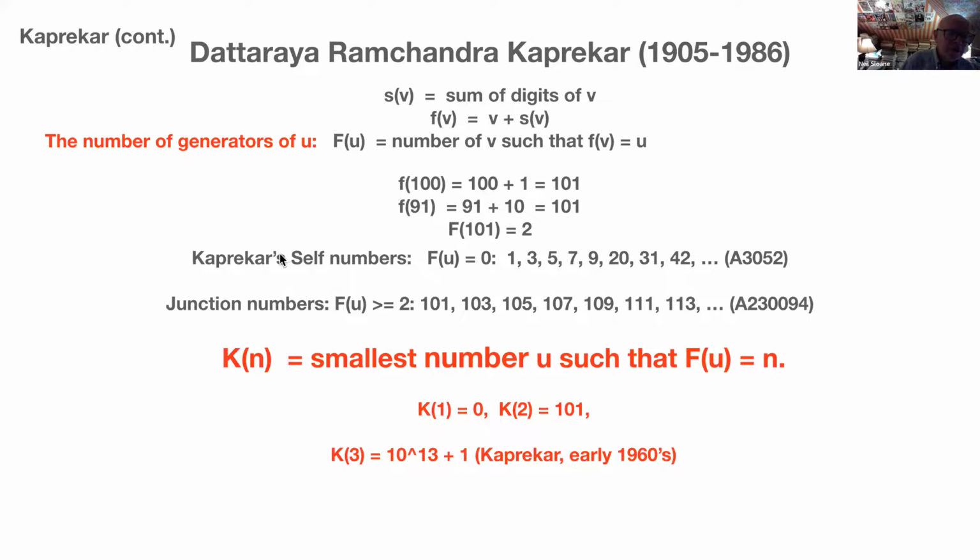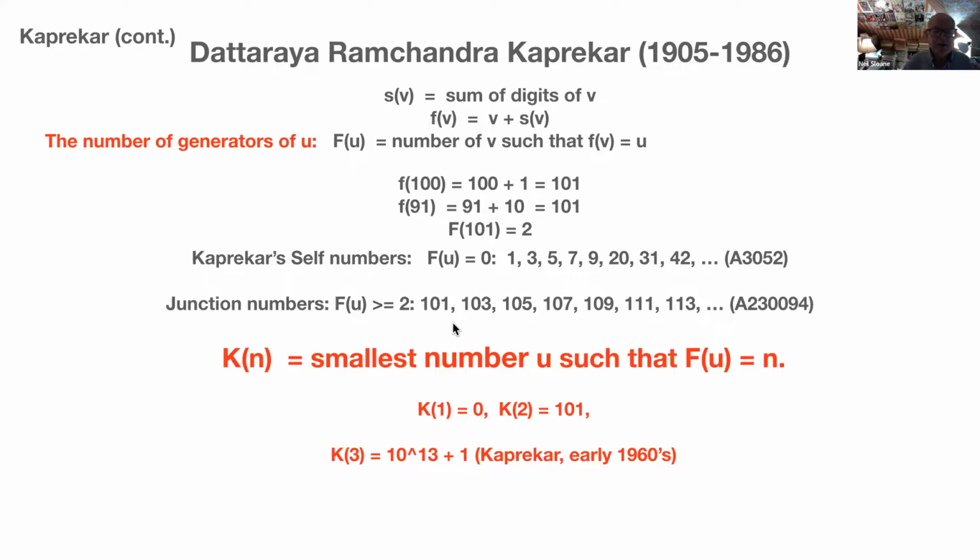Well, Kaprekar wrote quite a lot of papers about the numbers that don't have any generators. He calls them the self numbers, sequence A3052, one of the old sequences. And there they are. And he calls numbers that have at least 2 generators junction numbers, because the operation brings together two arrows that end up on the same number.